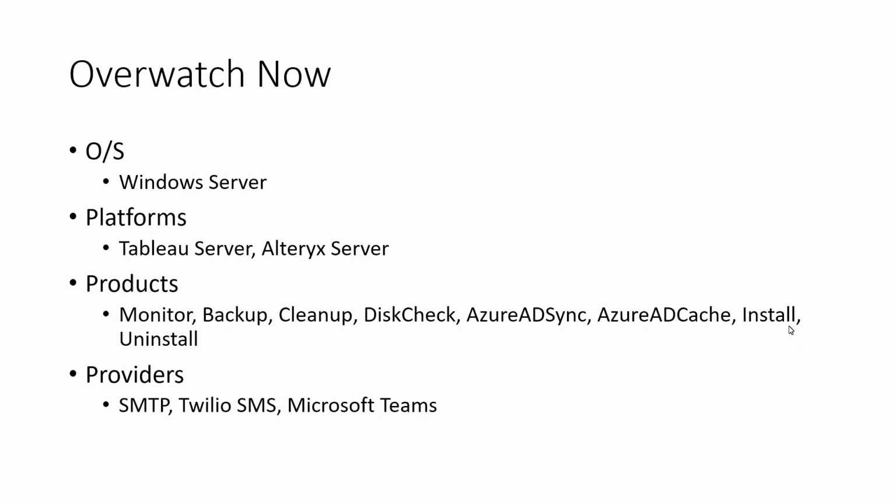There are products that don't actually run all the time, but might be a one-time sort of thing. There is an installer and an uninstaller that will get you up and running with almost everything except for the more advanced products, which include the Azure AD Sync and Azure AD Cache, which are honestly probably more of one product. The cache is the one that does all the querying over MS Graph to Azure AD. Sync is the one that then takes that and syncs it up with what's on Tableau Server. And then, as I mentioned several times, SMTP, SMS, and Microsoft Teams.